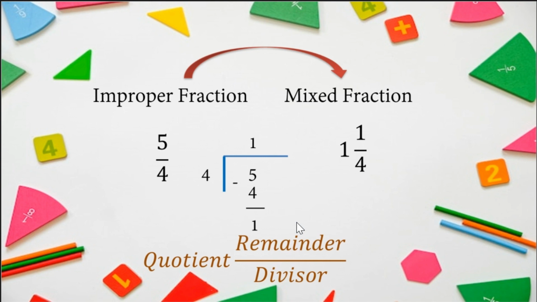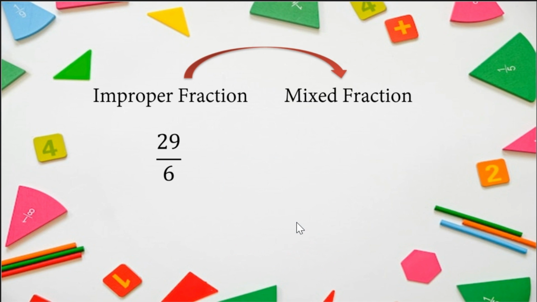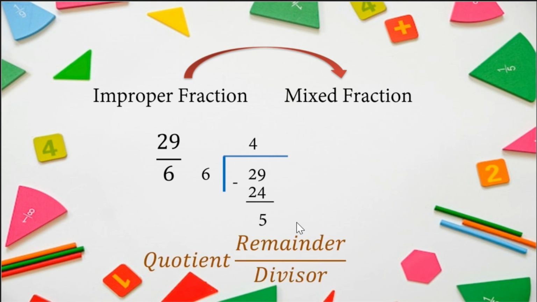Now we'll see another example. Take 29 upon 6. First do the division. 4 times 6 makes 24. On subtracting we get 5 as the remainder. And what is the way to write it? First write the quotient, then remainder upon divisor. The quotient is 4. So 4, 5 upon 6, as 5 is the remainder. 4 5 upon 6 is a mixed fraction, where 4 represents the whole number and 5 upon 6 is a proper fraction.